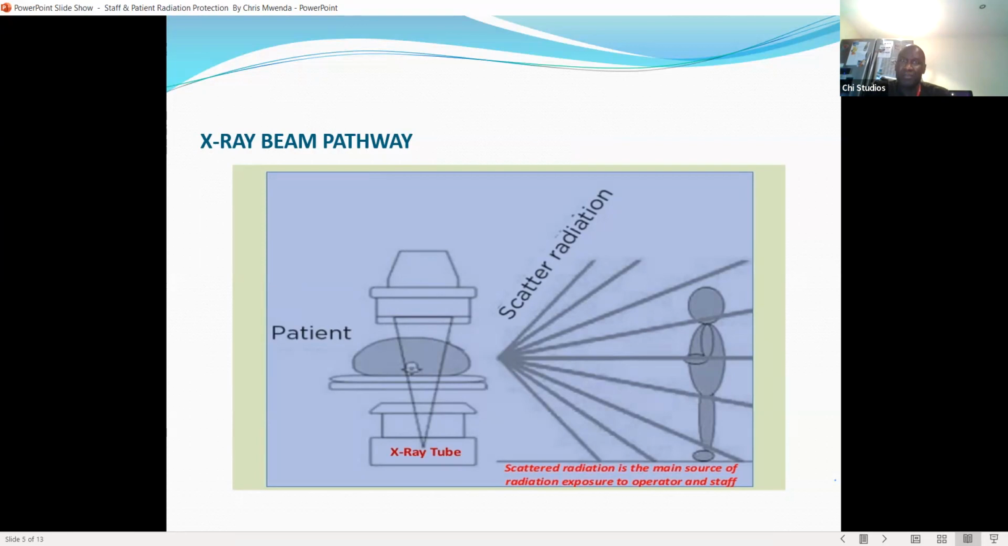And one of the radiation protection measures you can help the doctor with is when they are doing fluoro. Fluoro is 8 times less than the acquisition of the image. So you advise the doctor to do a lot of fluoro and then store them, unless there is a need to acquire the image. Yes, I need to have that image.